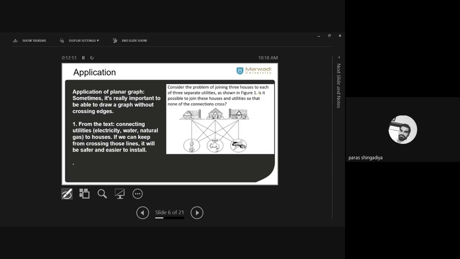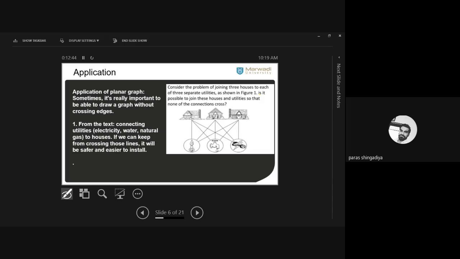Three houses and three utilities. There are three houses, and these are the three connections that you have to apply: a gas pipeline, water, and electricity. You have to apply all three utilities to all three houses. So can we apply all three utilities without crossing over an edge or not? That is a real life case, and we apply the planar graph situation.